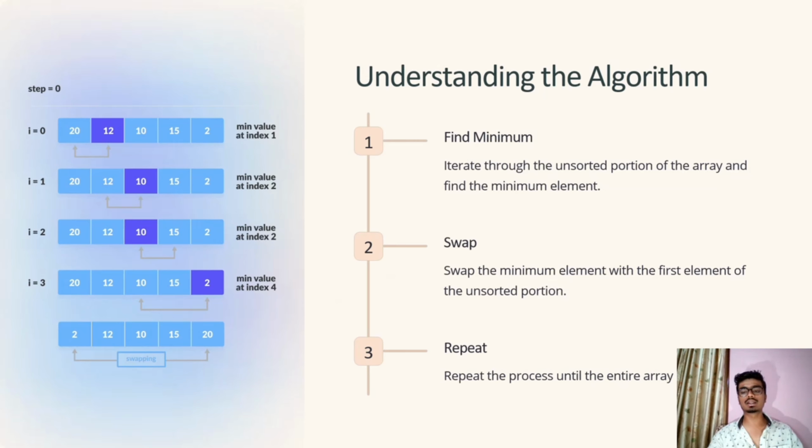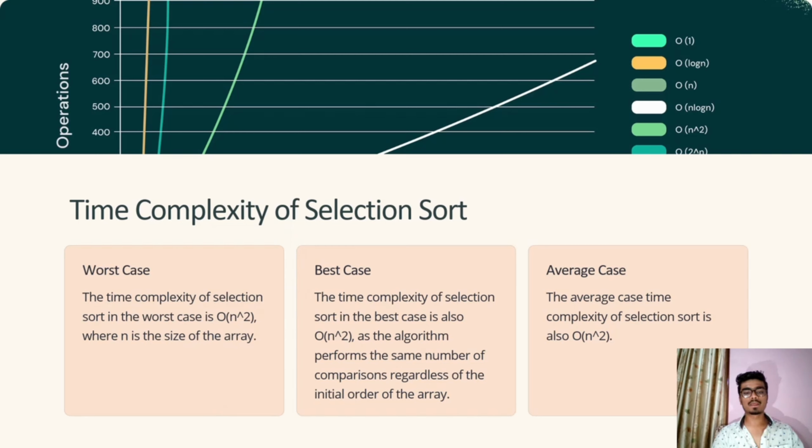The complexity of the selection sort: worst case, best case, and average case. Here we are going to see the three cases. Firstly, the worst case. The time complexity of selection sort in the worst case is O(n squared), where n is the size of the array.